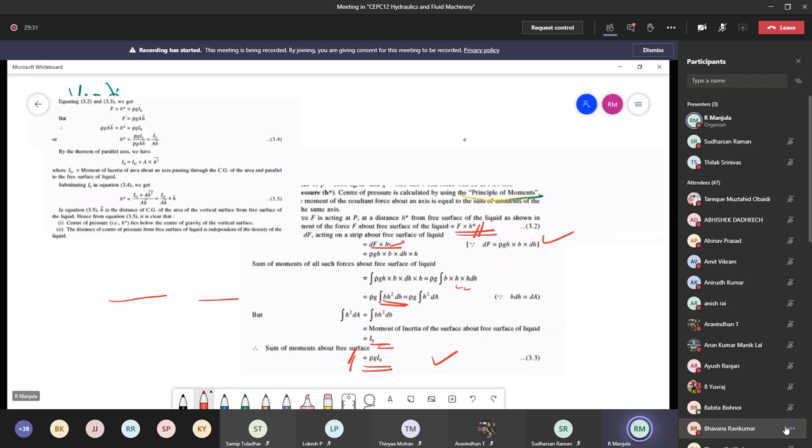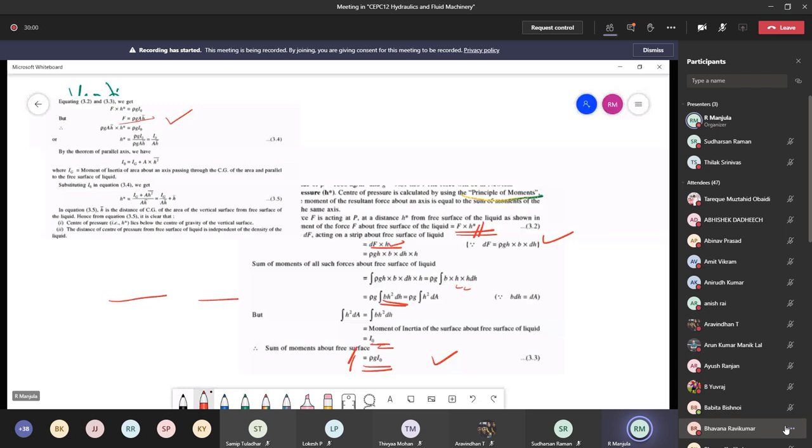Now F is equal to rho g into A into H bar, according to the force equation. Already you have estimated that the total pressure force F is equal to rho g into A into H bar. Now rho g A H bar is nothing but your F, multiplied by H star, which is equal to rho g into I naught.